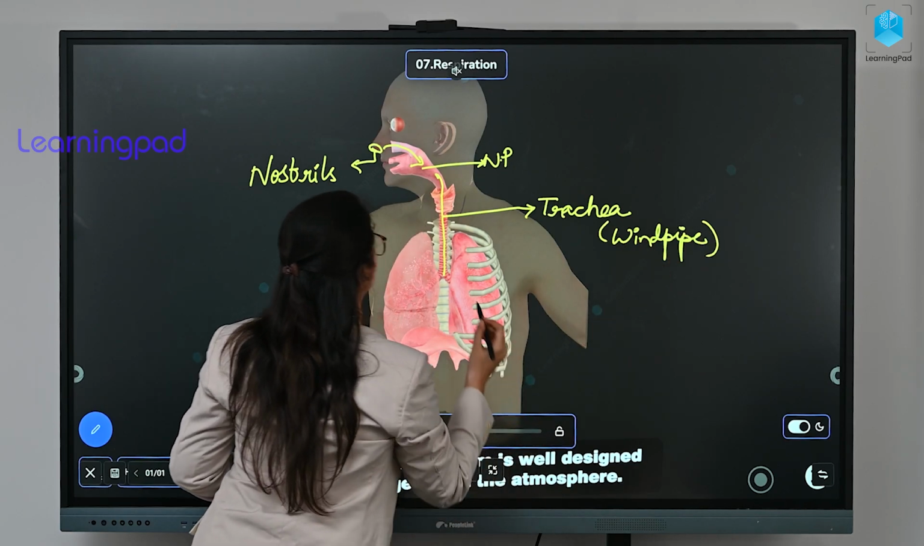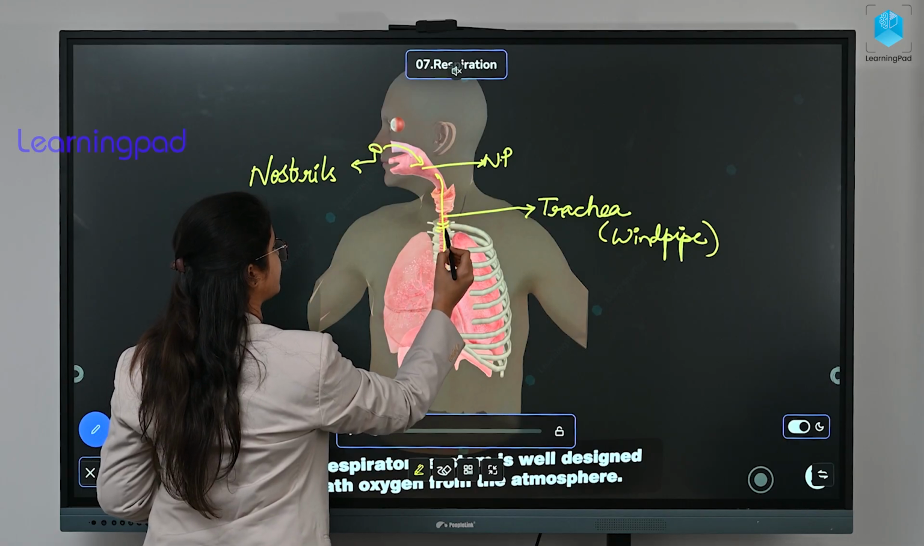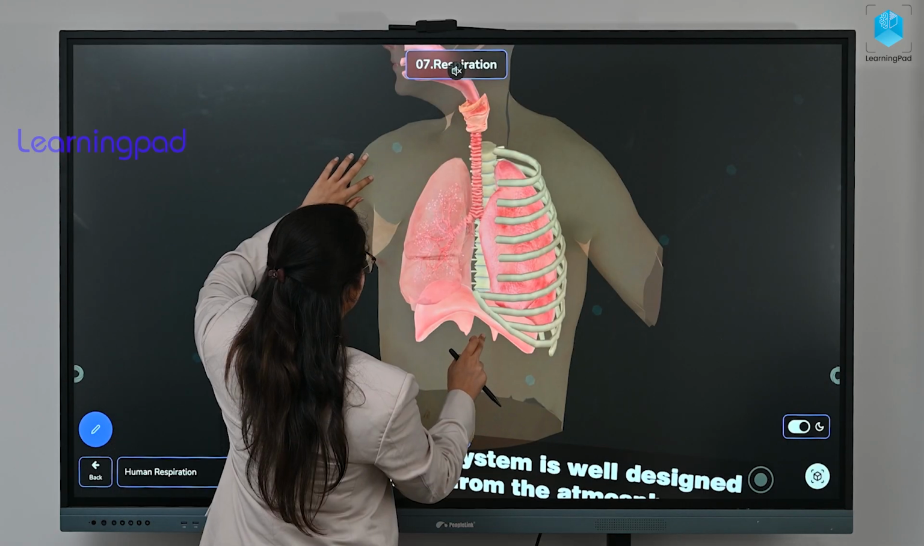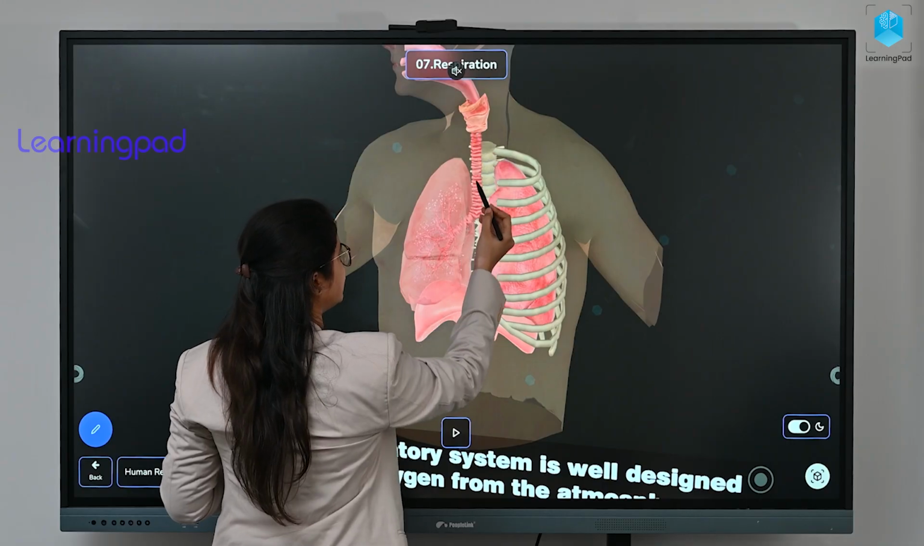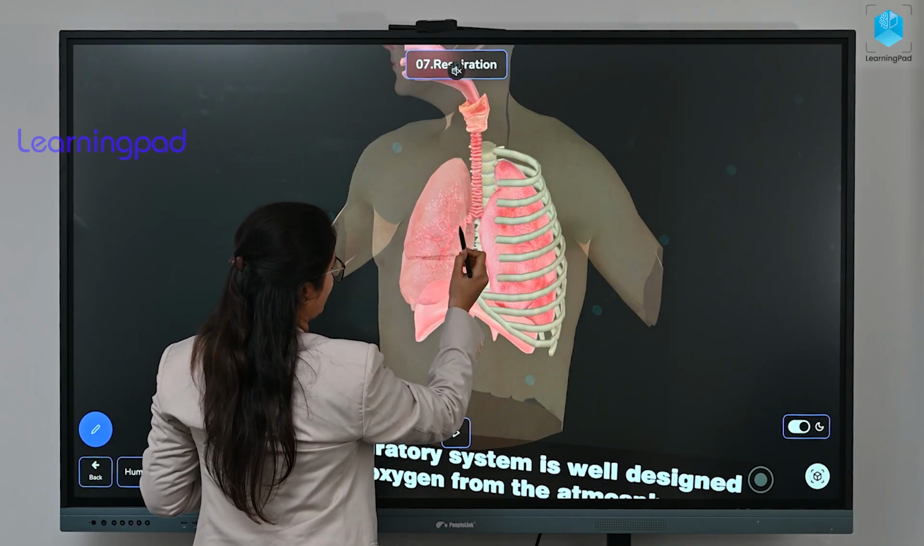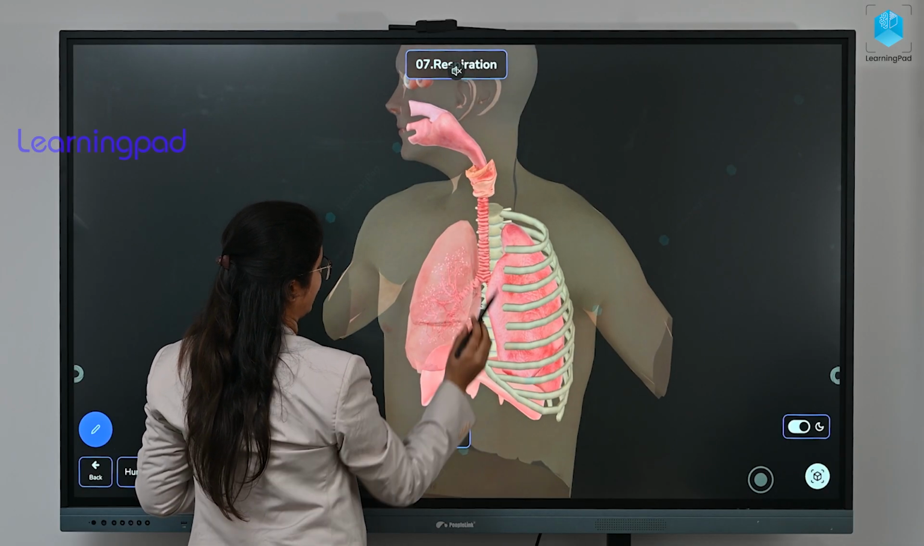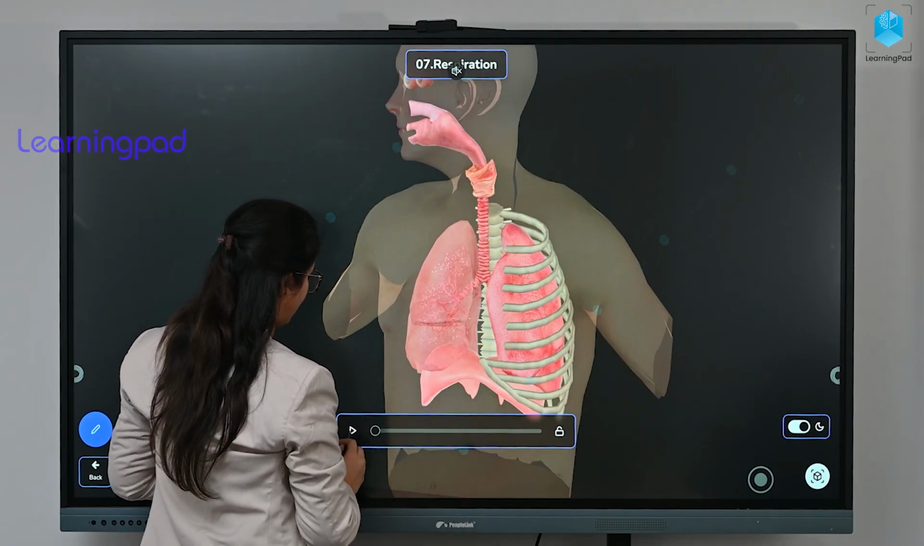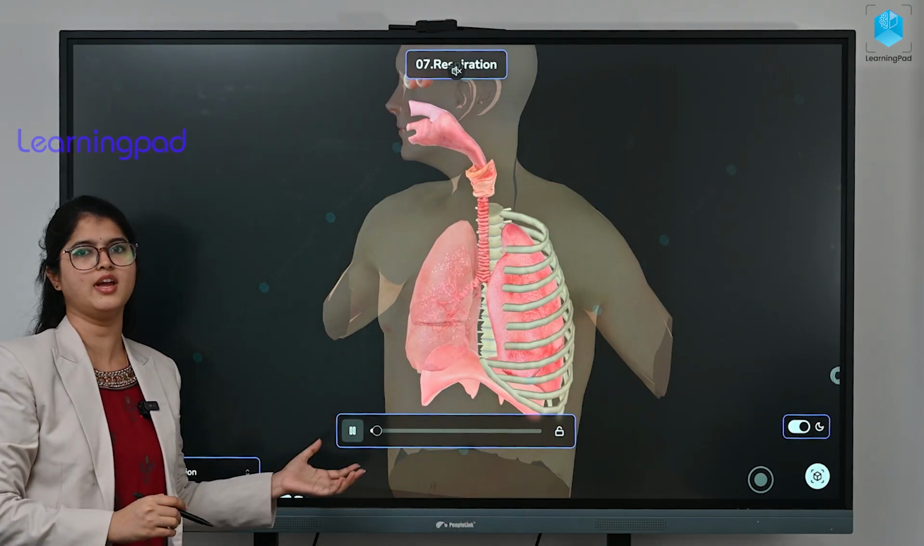Trachea has many C-shaped cartilaginous rings. As you can see here, this is the trachea leading into bronchi, bronchioles and the alveoli. Now let us move on and see the passage of the air.